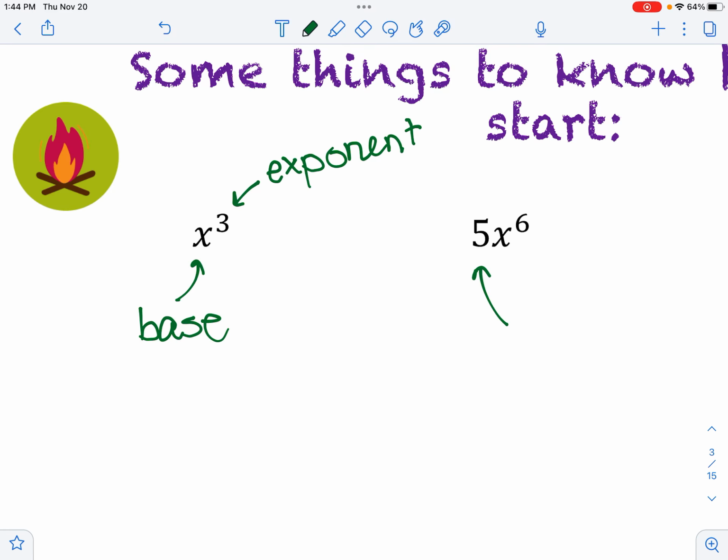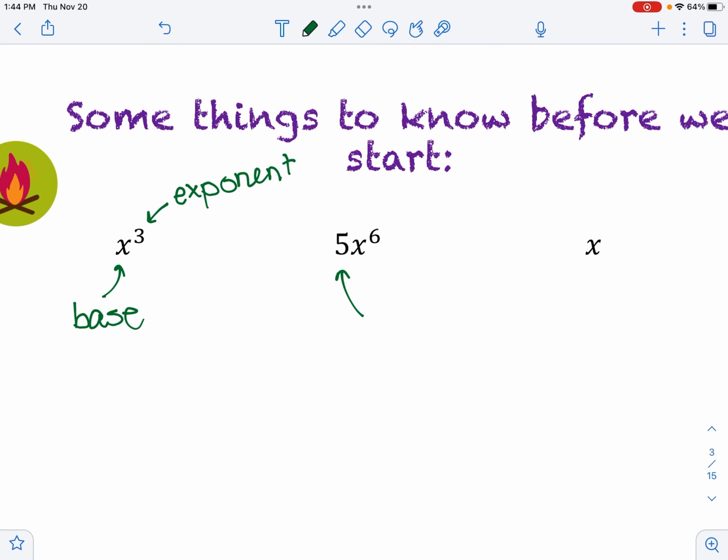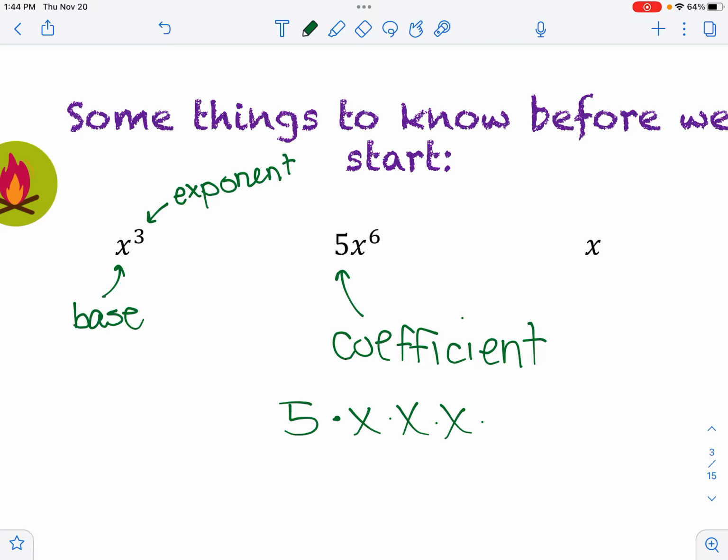First of all, just as a reminder, this right here is called a base. This number 3 here, that's called an exponent. The number in front, this right here, is called a coefficient. Okay, so 5 is my coefficient. And remember, that would mean 5 times x times x times x times x times x. Need one more. That's really what this means, right? But the number in front is your coefficient.